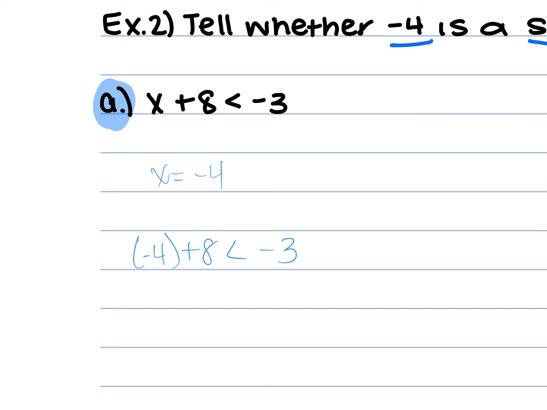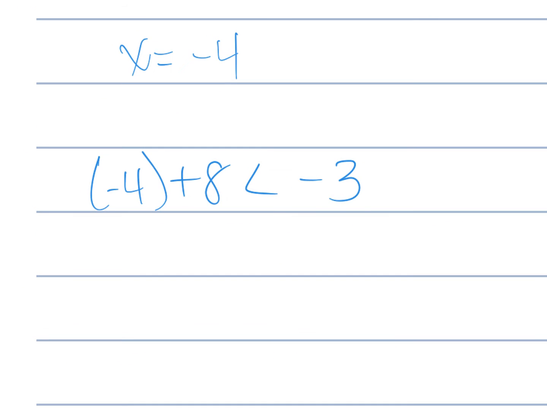Okay, from here, what do I do with the -4 and the 8? Do I add them? Do I multiply them? Do I subtract them? Mariana? Good. Why do I subtract? Good. It's -4 and +8. When they're different signs, we subtract them. Do you guys agree? What would 8 minus 4 give me?